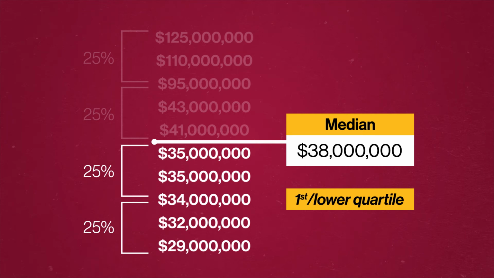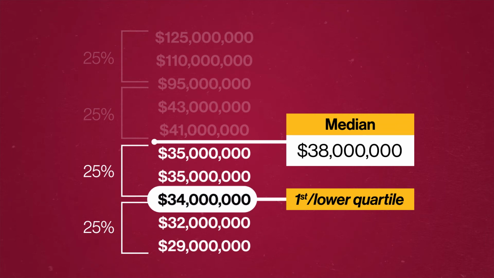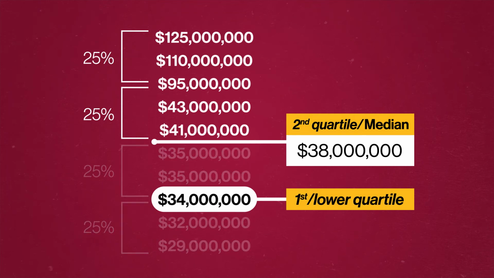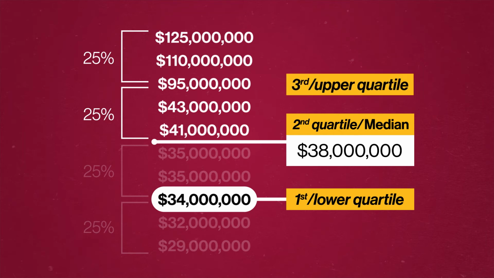Since this subset has 5 data points, which is odd, the first quartile is whatever the third number is in this subset, which is $34 million. So $34 million is the first quartile. Then the second quartile is just the median, so we're all set there. And looking at the subset of data points that are greater than the median, we can use the same median finding process again to find the third quartile or upper quartile.